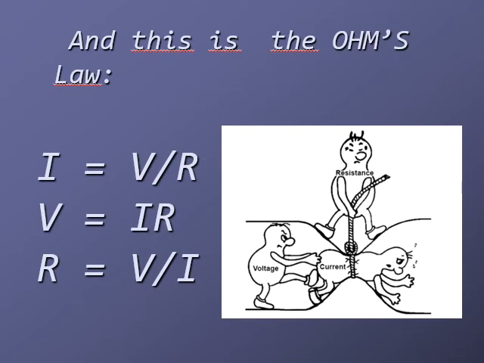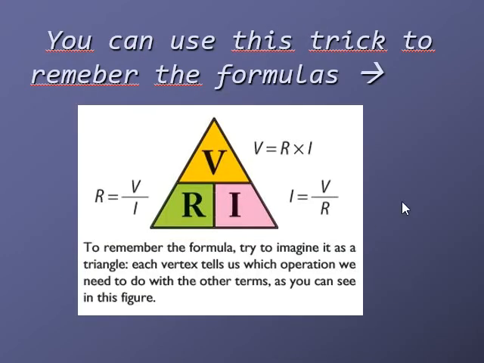In the book you have a system to remember the formula, which you can't remember easily otherwise, by using this triangle. You write the voltage up here, and the resistance and the current below. It's very easy. Imagine that you want to work out the voltage. You hide the voltage, and then you multiply resistance by current because they are at the same level. When they are at the same level, you multiply.